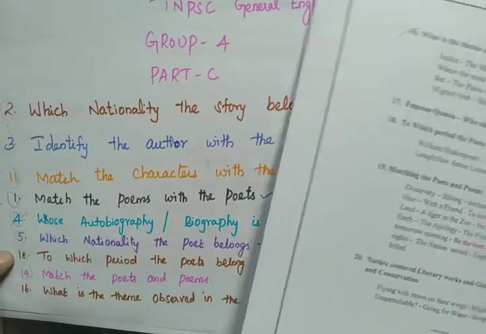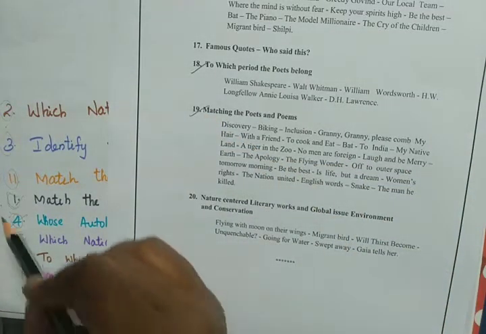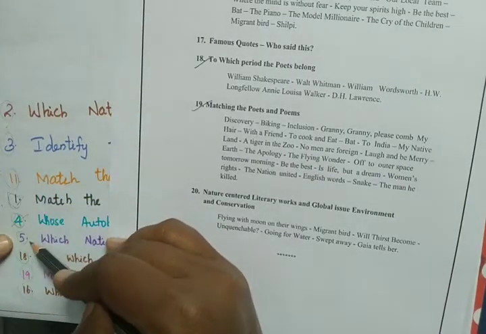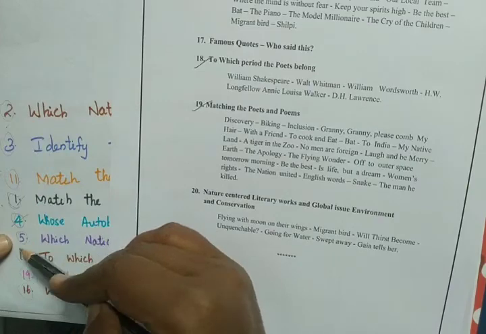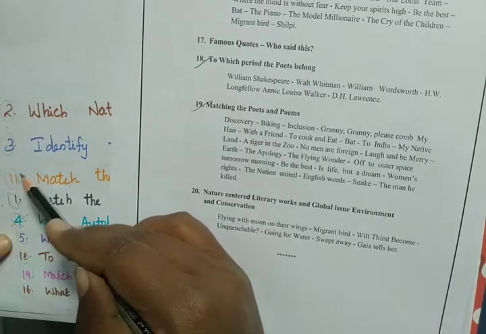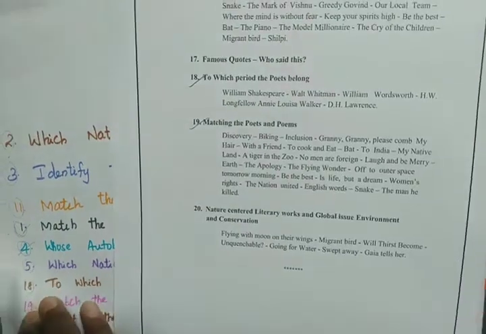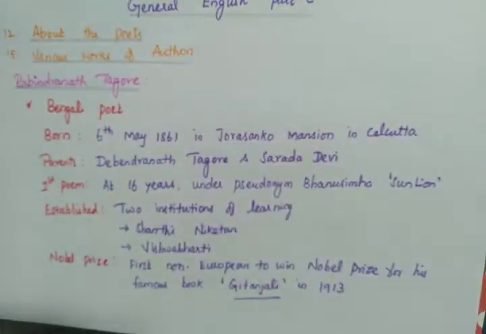Then 18th, to which period the poet belongs. Then 19th, matching the poems and poets. So we have completed up to this, that is 1, 2, 3, 4, 5, then 11, 16, 18, 19 in Part C. Now let us continue in our next videos, that is General English Part C.